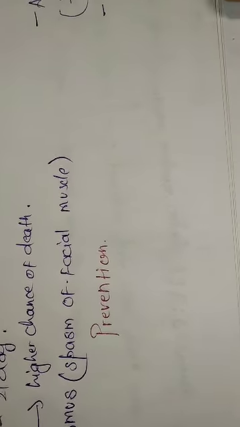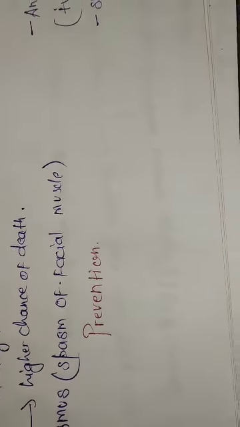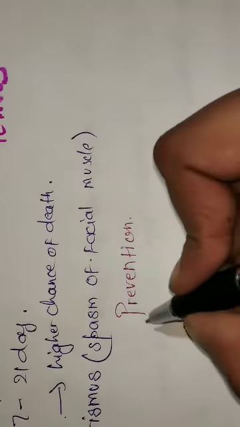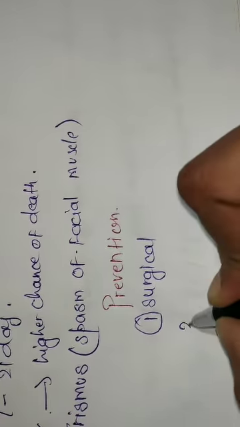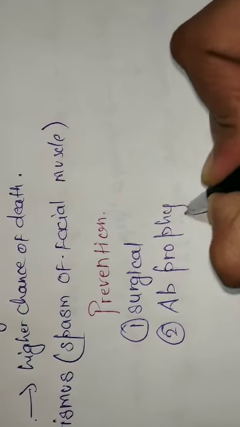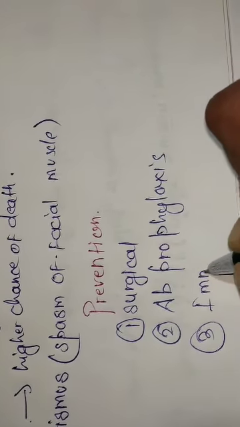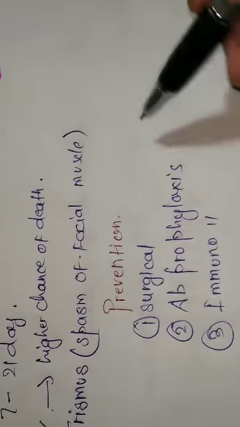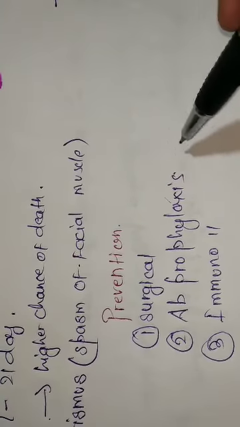This tetanus carries a 35% mortality rate. So it is important to take prevention before tetanus. Here in tetanus there are 3 types of prophylaxis. First is surgical prophylaxis, second is antibiotic prophylaxis, and third is immunoprophylaxis. The surgical prophylaxis includes prompt and adequate wound cleaning and removal of foreign material.